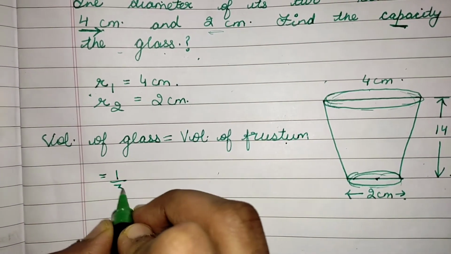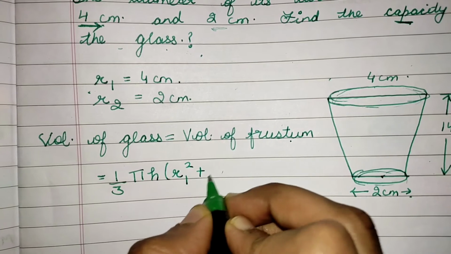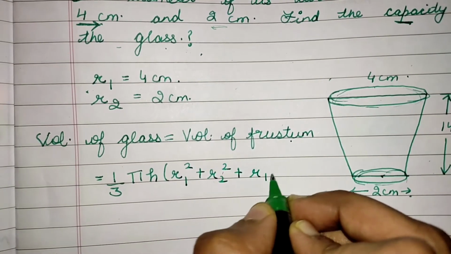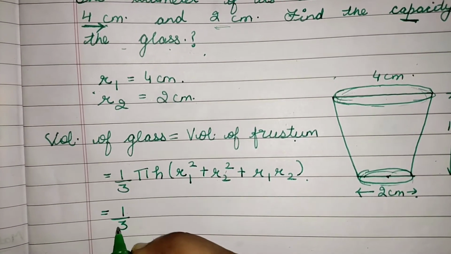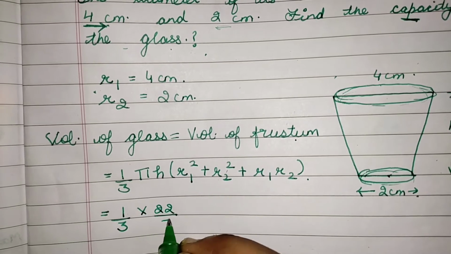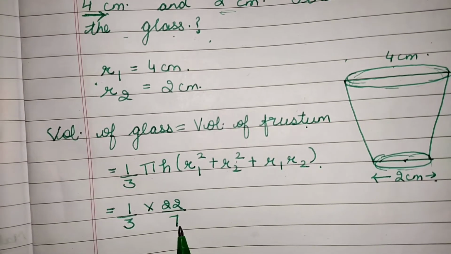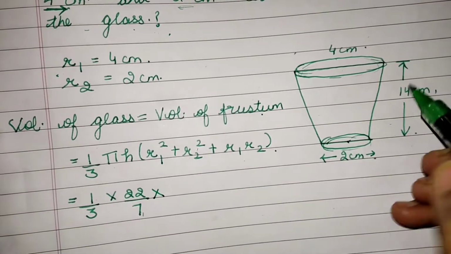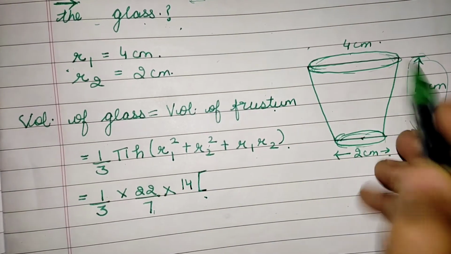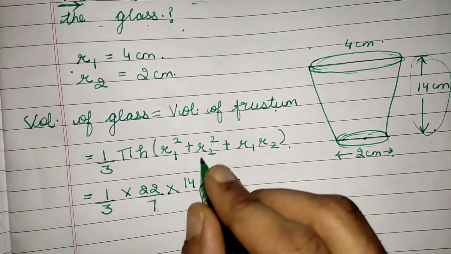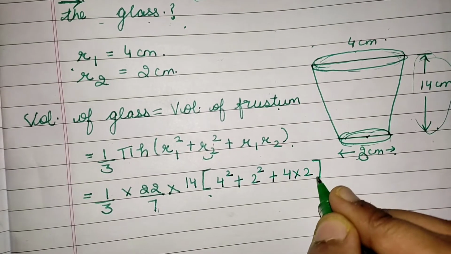So the volume of the frustum, we know that it is given by 1 by 3 pi h into R1 square plus R2 square plus R1 into R2. So you know each and every value. If we simply put the values, then we will get our final answer. Pi is 22 by 7 into height, which is 14 centimeter, into R1 which is 4 square, plus R2 which is 2 square, plus R1 into R2.